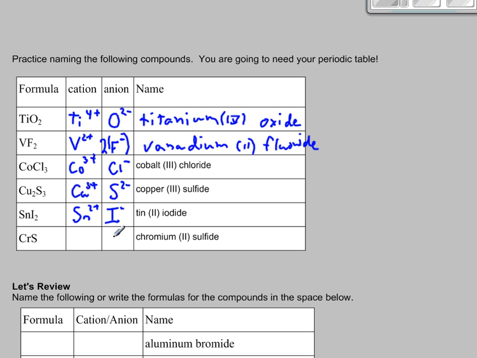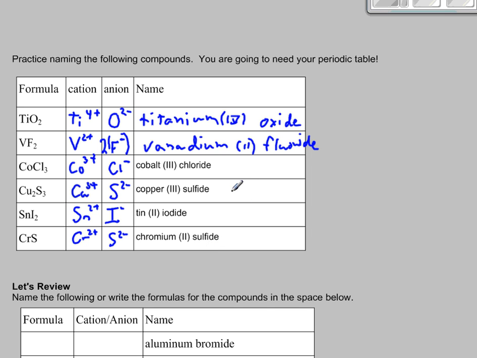So again, I'm going to do sulfide, which is a 2 negative, and then the chromium, which in this case is going to be a 2 positive, and there's the answer. Now I want to point something out.